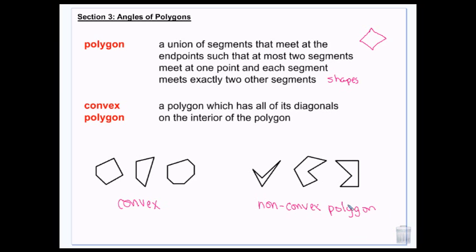So with a convex polygon, you get sort of an open shape, right? And with a non-convex polygon, it looks like it's folded. So they look bent a little bit or like caved in.